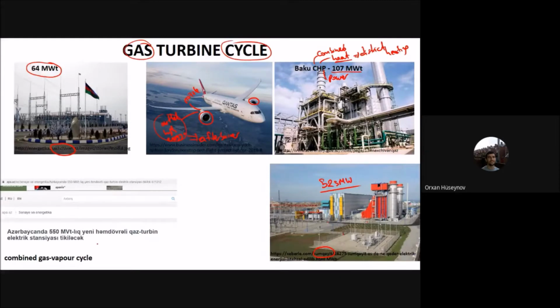There is another one here. You can see that this one is the combined gas turbine, the combined gas vapor cycle. What it means is that you are using the gas as well as water vapor. The water vapor cycle that is used is called the Rankine cycle. This will be the next slide, and the gas part is this slide, which we will talk about.